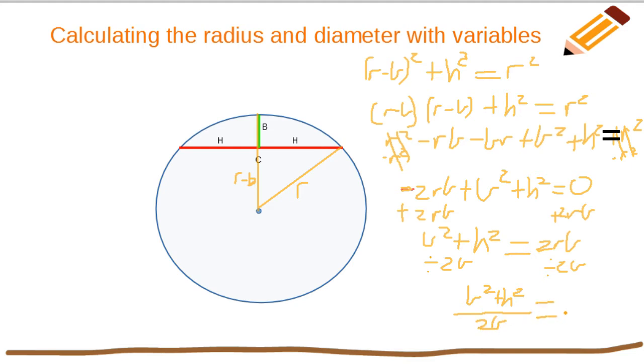And that's going to equal R. So that's the answer to what the radius is. The radius equals B squared plus H squared divided by 2B. Now, obviously, this is only with variables. This will make a lot more sense when we go into our real-life example with actual numbers. So let's jump right into that example with numbers.